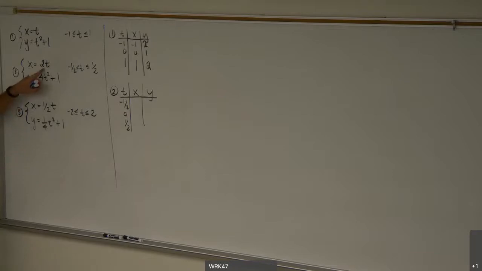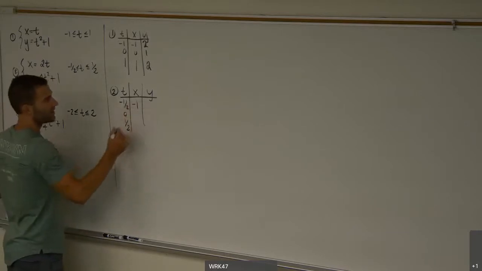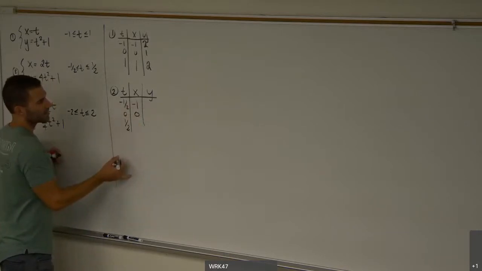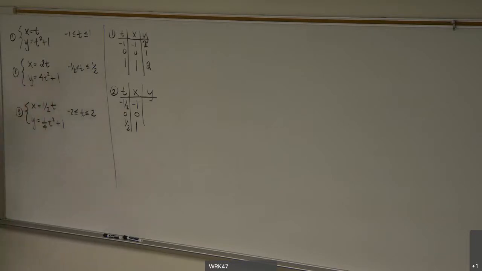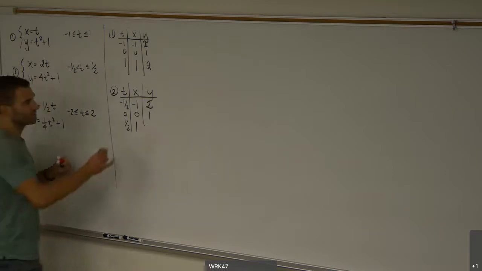The x coordinate is 2 times t. So 2 times negative 1/2 is negative 1. 2 times 0 is 0. 2 times 1/2 is 1. The y coordinate is 4t squared plus 1. So if I square negative 1/2, I get 1/4, times 4 is 1, and 1 plus 1 is 2. Plugging 0 in, I get 0 plus 1 is 1. And if I put 1/2 in, I get 1/4, 1/4 times 4 is 1, and 1 plus 1 is 2.